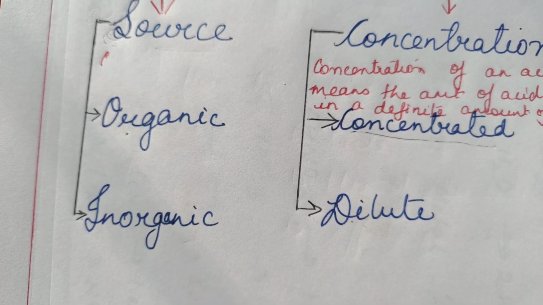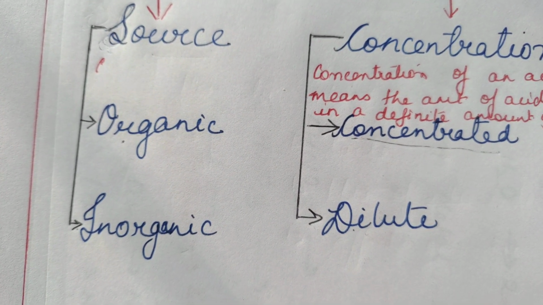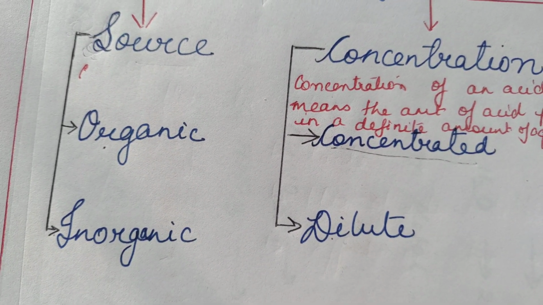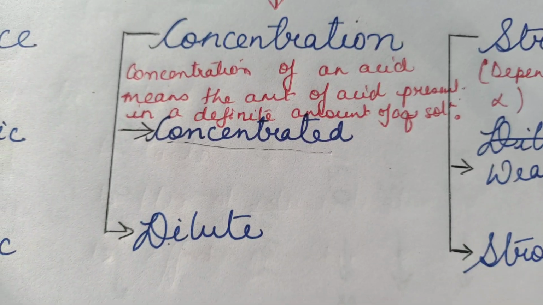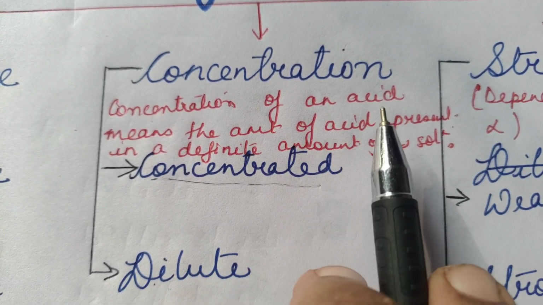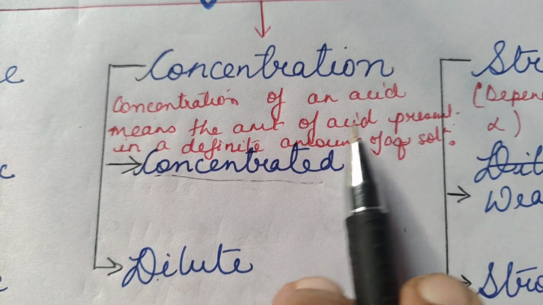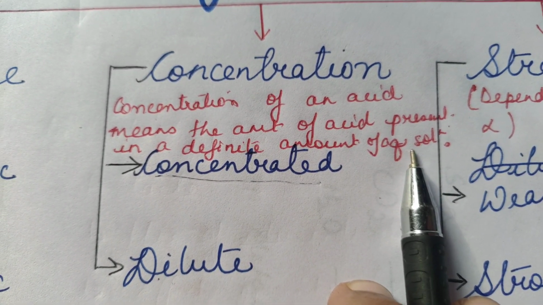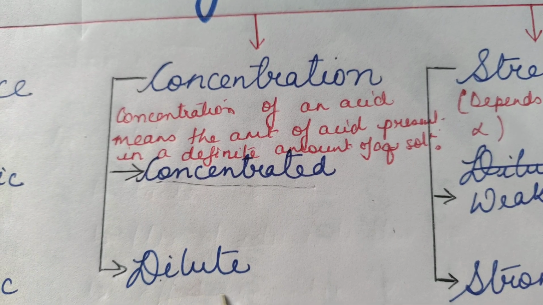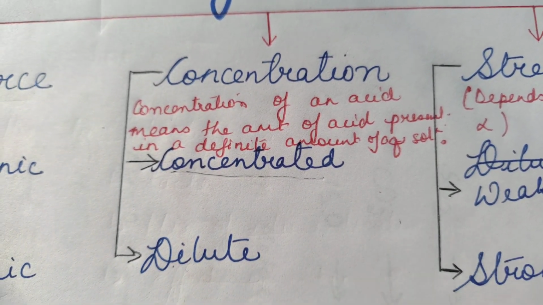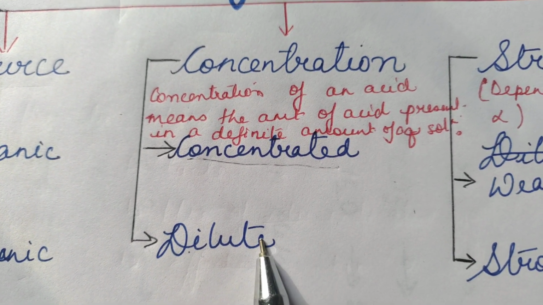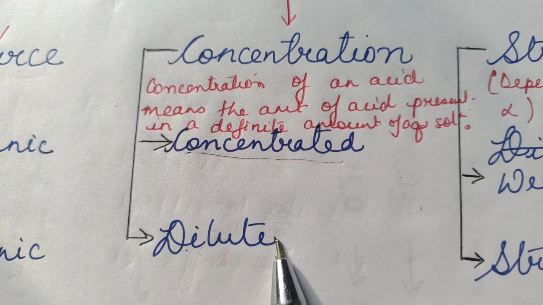Similarly, an inorganic acid is an acid which is derived from the natural minerals, for example HCl, HNO3, H2SO4. These all come under inorganic acids. The second method of classification is the concentration. So basically, what is concentration? Concentration is the amount of an acid molecule present in a definite amount of aqueous solution, and based on this it can be categorized as concentrated acid or dilute acid. Concentrated acid consists of more acid molecules than water molecules, whereas dilute acid will contain more water molecules than acid molecules.